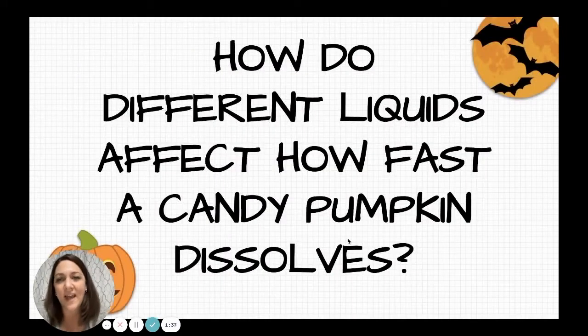So our question today is, how do different liquids affect how fast a candy pumpkin dissolves? We're not talking about a real pumpkin. This is a candy pumpkin. When you put candy in liquids, sometimes you come back later and the candy seems to have disappeared. That's where our disappearing pumpkins title comes in. Drew and Connor are going to join me today to set up our experiment and collect our data.